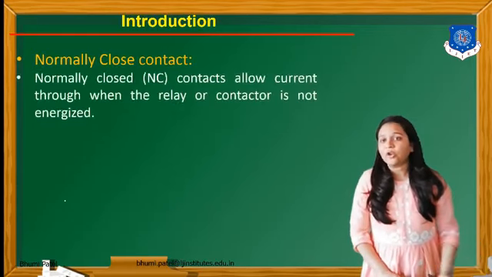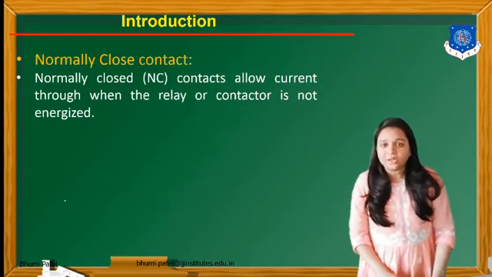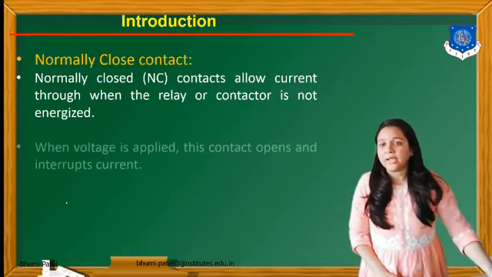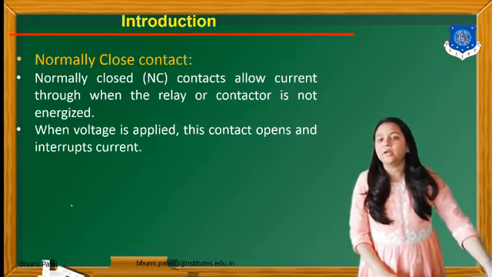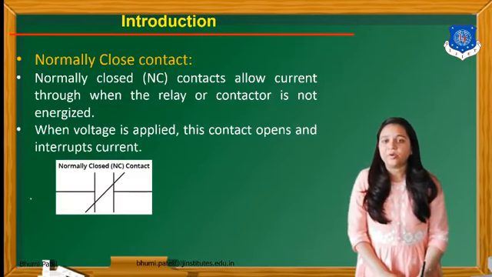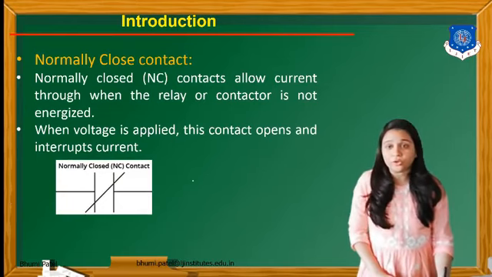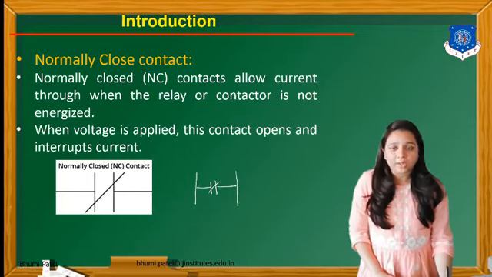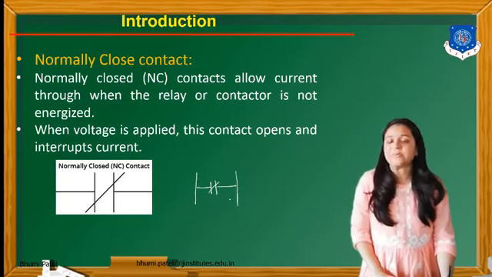The normally closed contact allows the current through when the relay or the contactor is not energized. When the voltage is applied, this contact opens and interrupts the current. So this is the diagram of the normally closed contact. Now, what is the logic behind it? Whenever we draw the logic of this particular programming, the contact should be closed. Whenever the input voltage is applied to this logic, the contact becomes open.